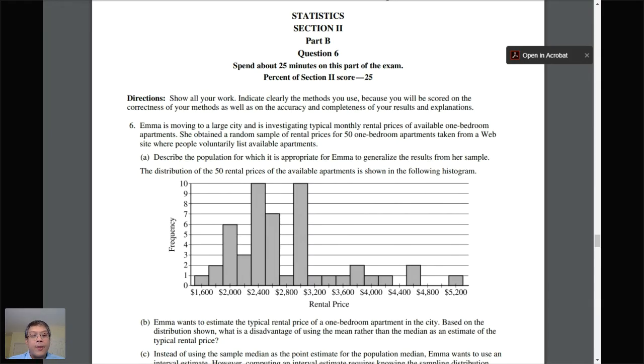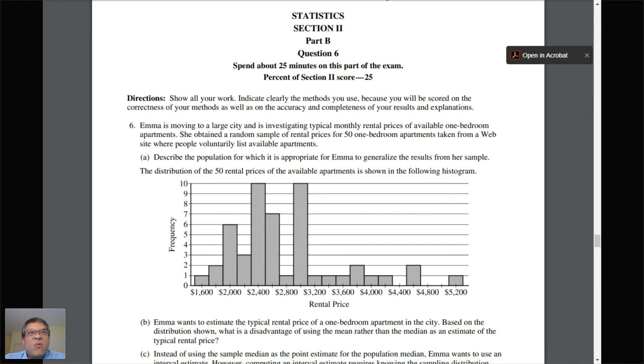And now we look at part B, where it says Emma wants to estimate the typical rental price of a 1-bedroom apartment in the city. And based on the distribution shown, what is a disadvantage of using the mean rather than the median? Okay. And here we see that this distribution is skewed. It has the tail on the right. This distribution is skewed right.